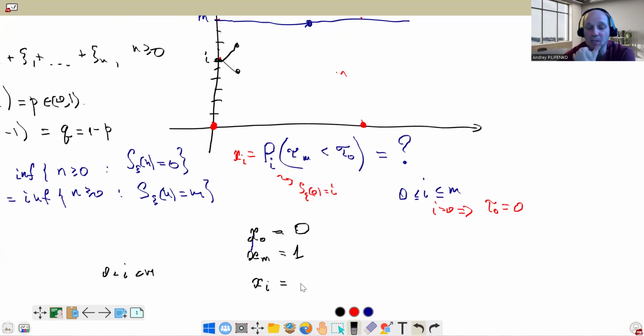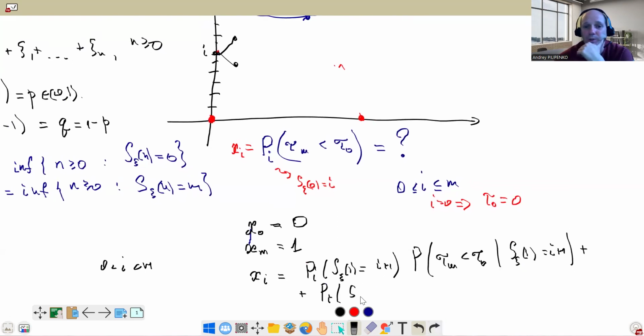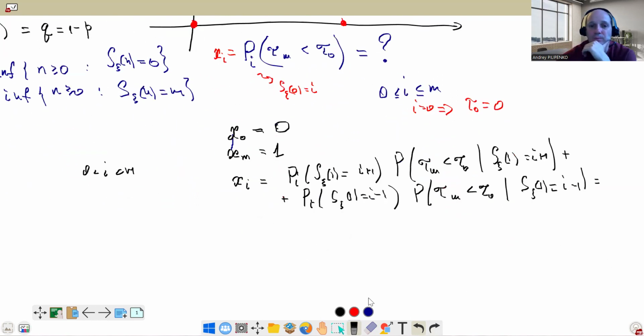x_i is equal to the probability that the first step is up, so S_1 is I plus 1, times the probability that tau_m is less than tau_0 given S_1 is I plus 1, plus the second possibility, the probability that the first step is down, times the conditional probability that tau_m is less than tau_0 given S_1 is I minus 1. Well, we know that this probability is p, this probability is q.